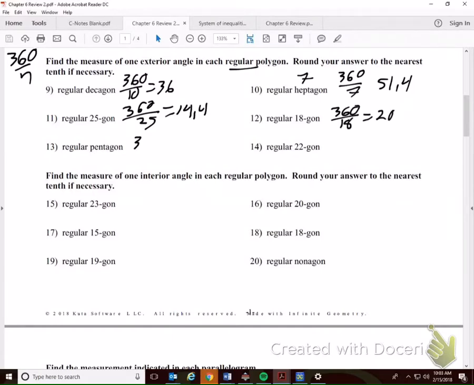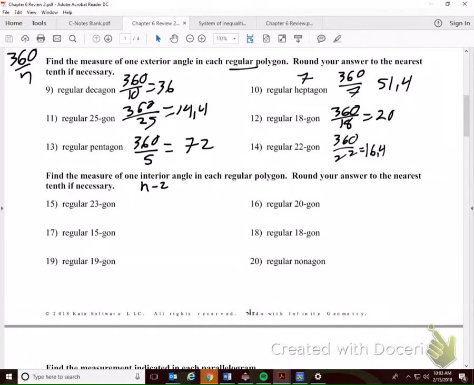Hey, look at that. I answered before the writing did. I'm magical. 360 divided by 5 equals 72. And 360 divided by 22. That I don't know off the top of my head because it's 16.4. And let's be honest, if I knew 16.4 off the top of my head, that'd be weird.